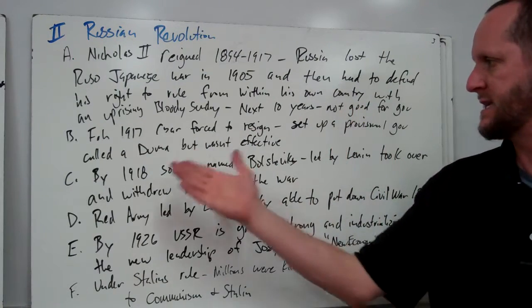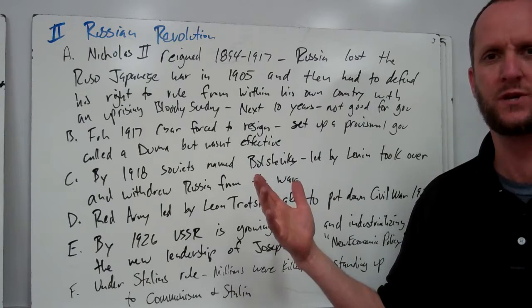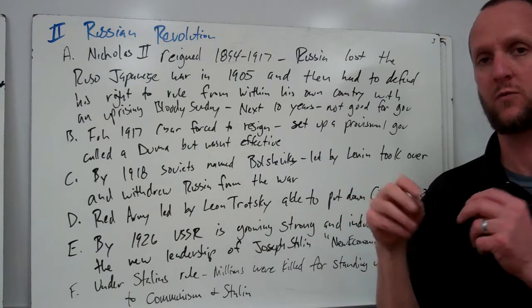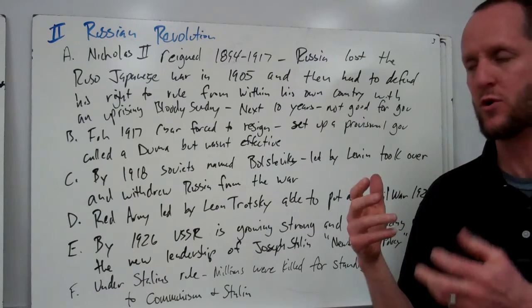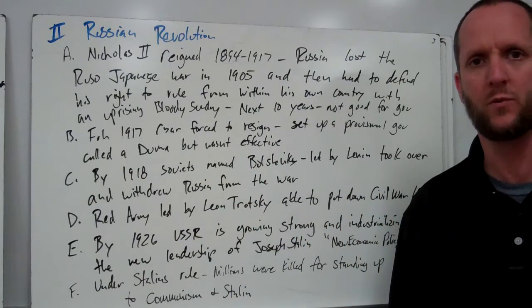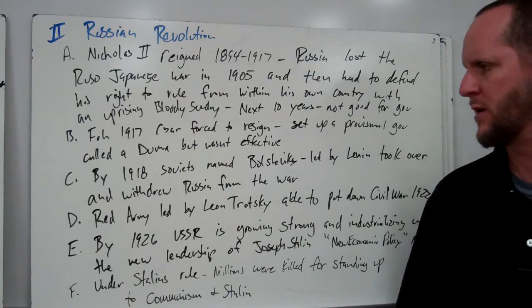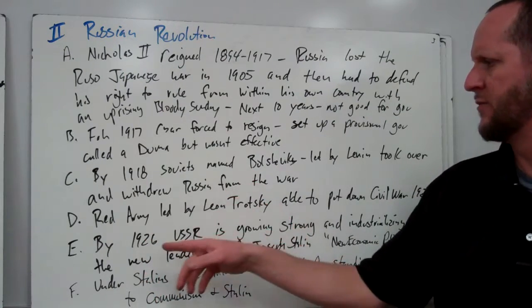So from 1918 to roughly 1922, there was the White Army and the Red Army, and they were constantly fighting in a civil war, and eventually the Red Army would win, which would lead to the Bolshevik ruling power. Lenin didn't rule for very long.